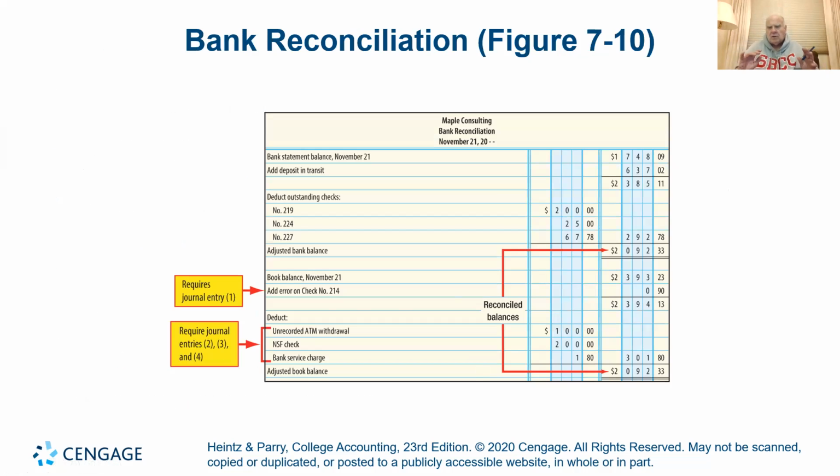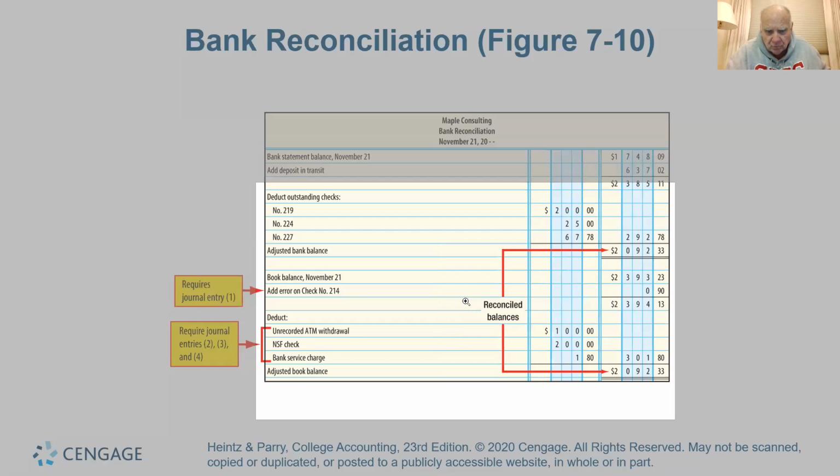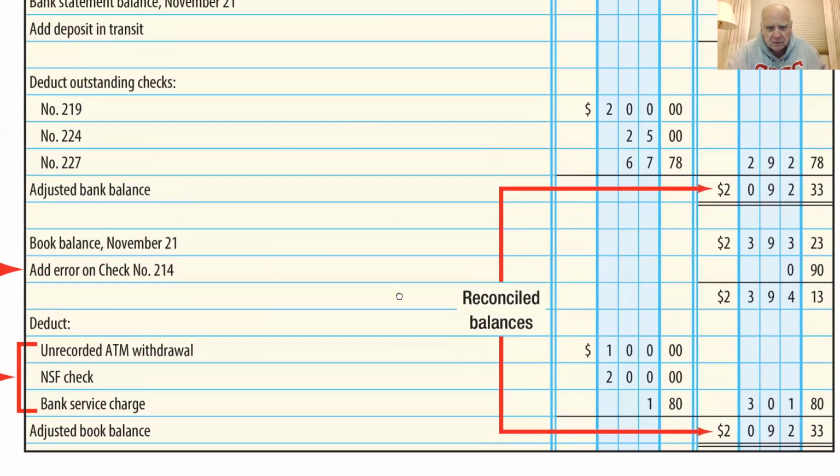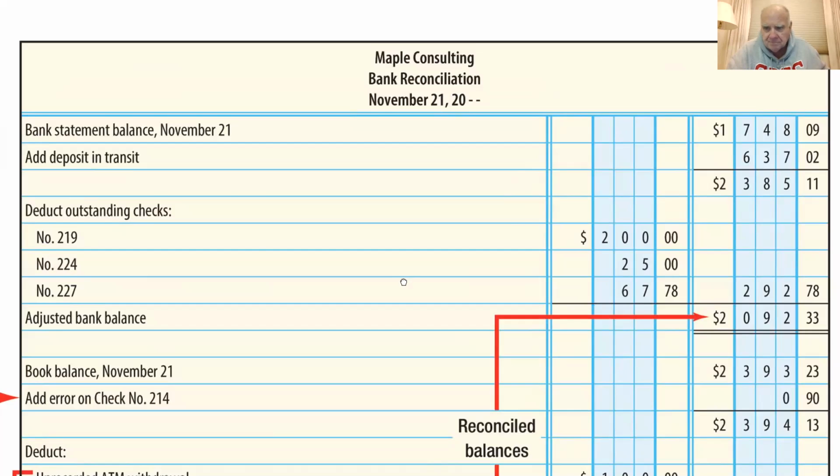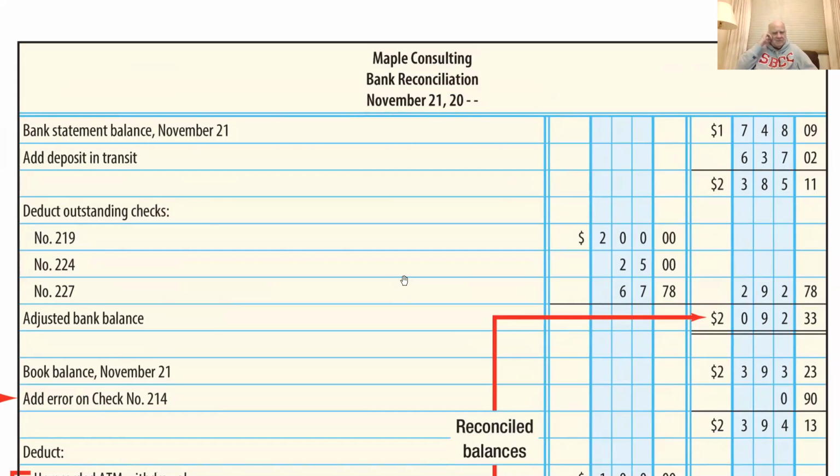So let's just take a look here. Let's take a look at this bank reconciliation, and then I'm going to go into another textbook I like and show you another one. We can do it together, and I think this will help out a bit. Okay, here we go. Bank reconciliation. It's an odd day to do a bank reconciliation, November 21st. Typically, it's the last day of the month.